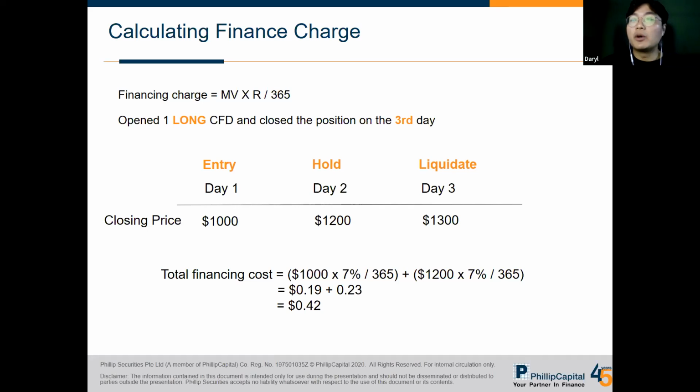So you can see at the bottom that is the formula we use to count the overall financing charge. You do not need to add the day three financing charge because you did not hold past overnight, and this is the calculation.